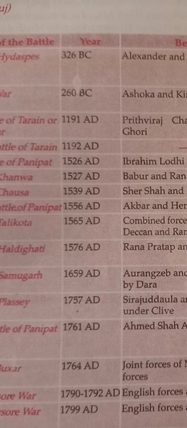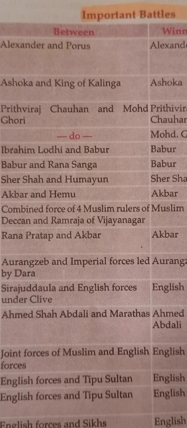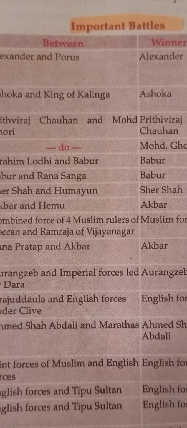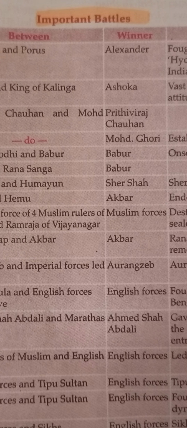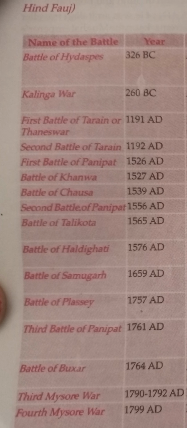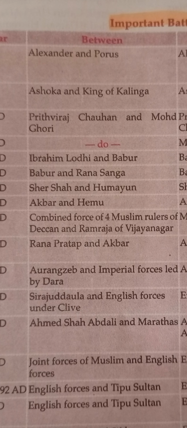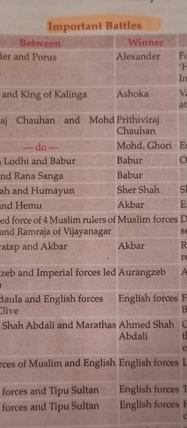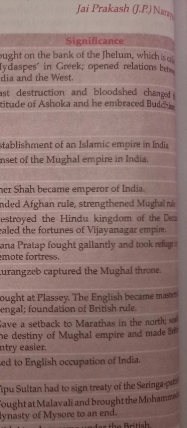Battle of Hydaspes, 326 BC, was held between Alexander and Porus. That is very famous. The name of the battle is Hydaspes. Winner is Alexander. Well, it's a conflict of question who was the winner, because a few people say that Porus was actually the real winner. But the book says Alexander.